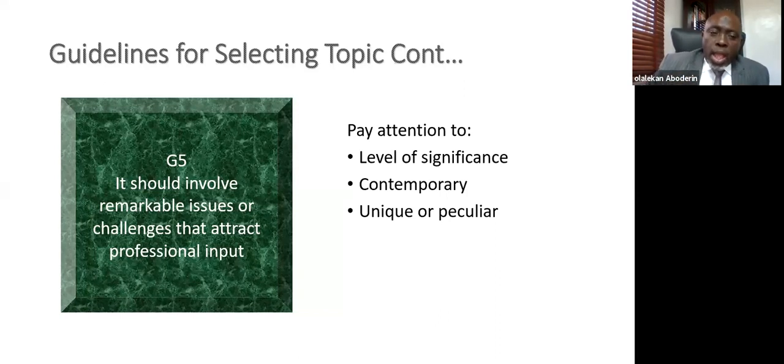So the topic should not be just on agency management, not even just on valuation. And valuation has equally been so much belabored. But contemporary issues in valuation, peculiar issues in valuation, right? Let me give you an example.